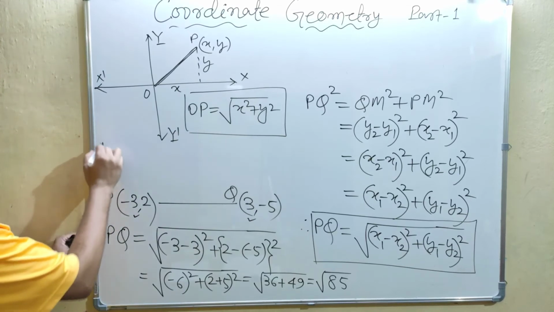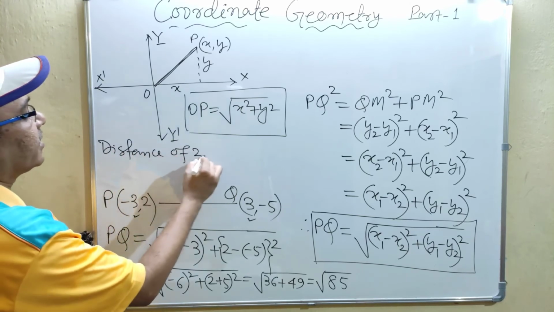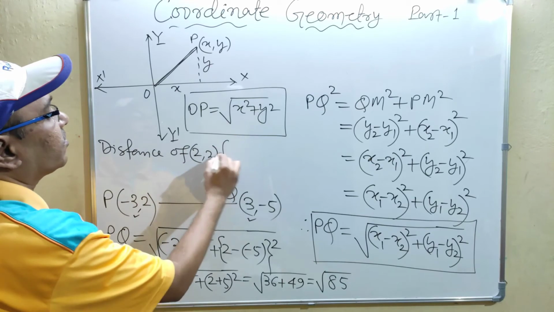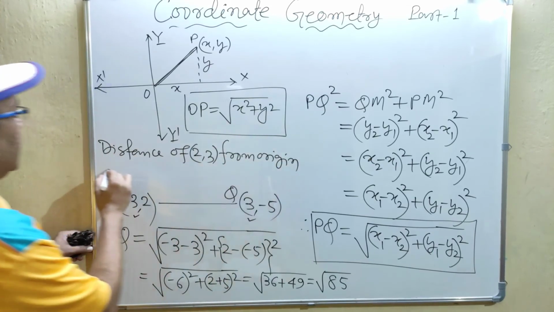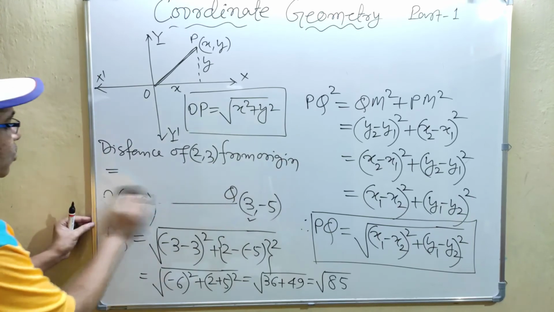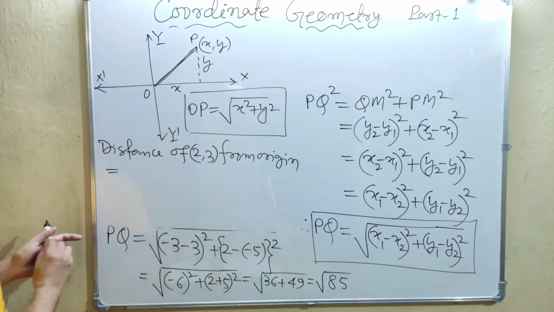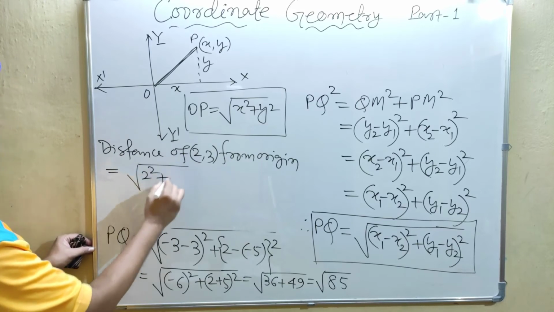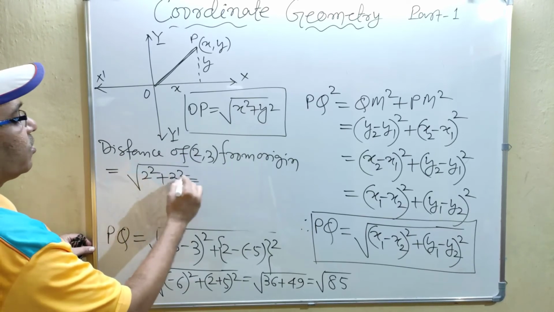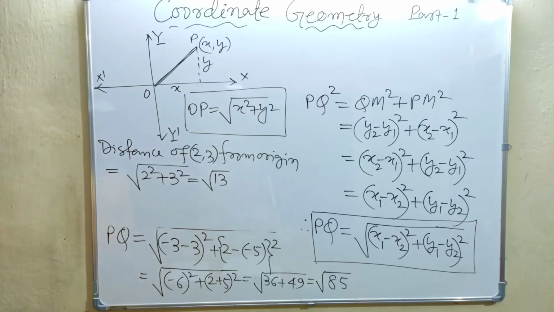As a distance of the point 2, 3 from origin. Origin is 0, 0. What will be the distance of 2, 3 from origin? Its distance will be simply root under 2 square plus 3 square, that is 4 plus 9, root 13 is the distance of the point 2, 3 from the origin.